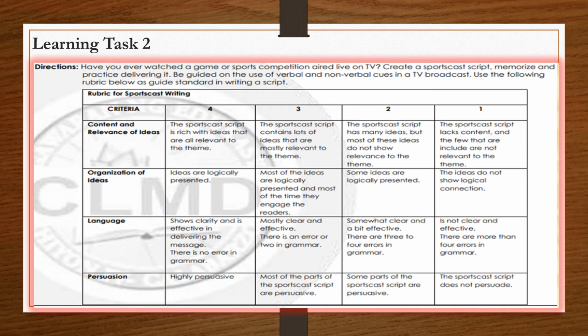For learning task 2, have you ever watched a game or sports competition aired live on TV? Create a sportscast script. Memorize and practice delivering it. Be guided on the use of verbal and nonverbal cues in a TV broadcast. Use the following rubrics below as guide standard in writing a script.